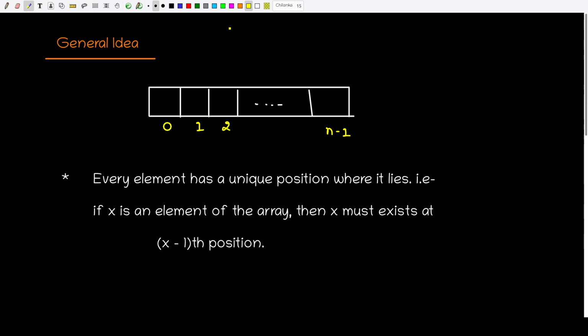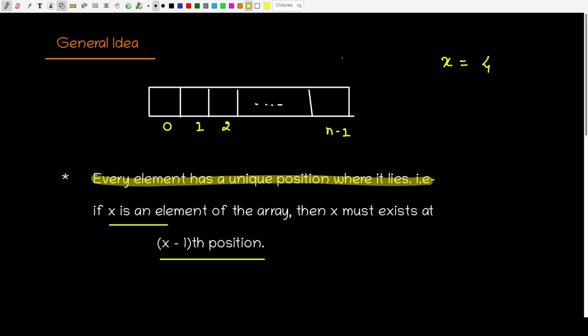So the general idea behind solving this problem revolves around the fact that every element has a unique position where it lies. What I mean by this is, if x is an element of the array, then x must exist at the x minus 1th position. For instance, if x is equal to 4, then x must exist at the x minus 1th position, which is the 3rd position. And why is this the case? This is the case because the array contains the first n natural numbers. Similarly, if the value of x is equal to 3, then in the array this 3 should occur at the x minus 1th position, which simply means 3 should occur over here. And the same goes for the rest of the elements.